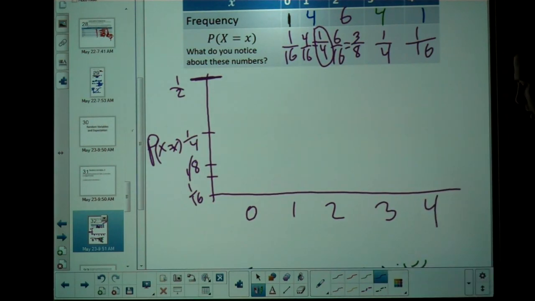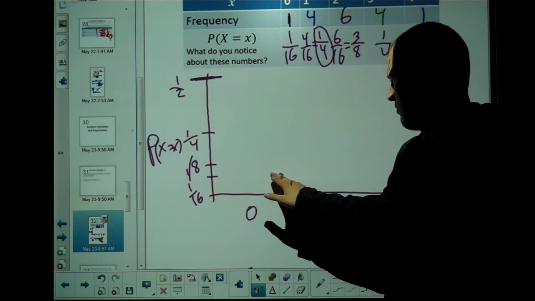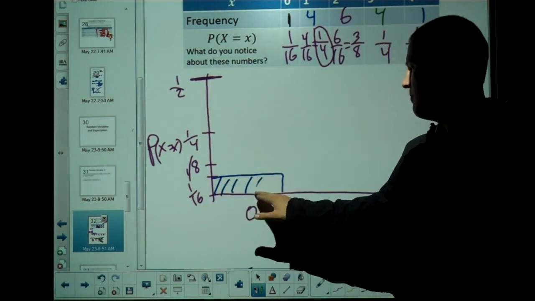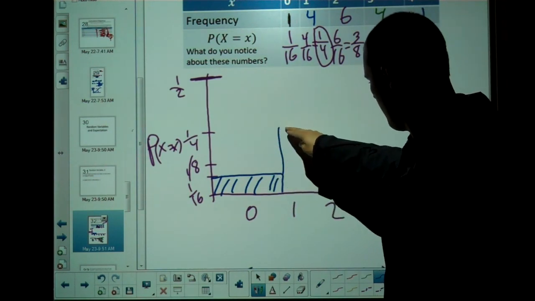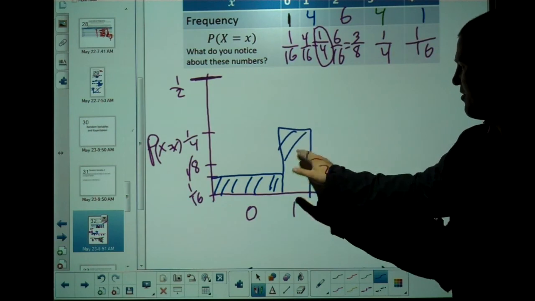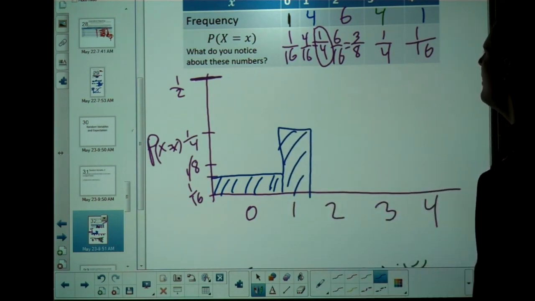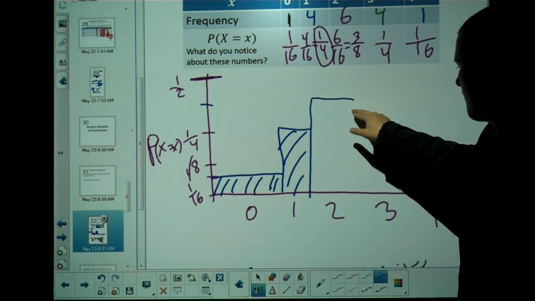And for our histogram, all we have to do is put in these numbers. So 1/16 for my first one, shade it in. For the next one, 1/4. So up to 1/4 and over, and please excuse my inconsistency in width. They should be the same width, but you know what, this is what you get. And we get 3/8 on the next one. 3/8 is up here, so I'm going to go up to 3/8.